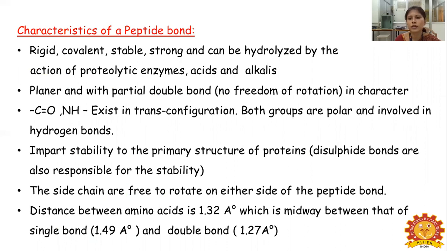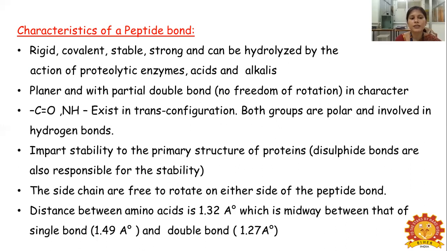Okay, so both groups will be polar and will be involved in hydrogen bond formation. This hydrogen bond formation, which we can see later in the different levels of protein structure, will give additional stability to a protein structure. So apart from the stability of the primary structure of the protein, disulfide bonds also will be responsible for the stability.